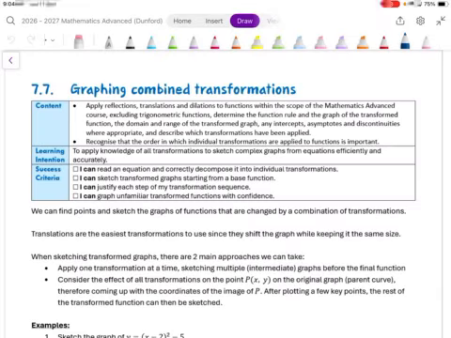Alrighty, so today what we're looking at, guys, is our last exercise on transformations. We are looking at graphing combined transformations today. So yes, we do have a bit of graphing to do, sorry. We can find points and sketch the graphs of functions that are changed by a combination of transformations.